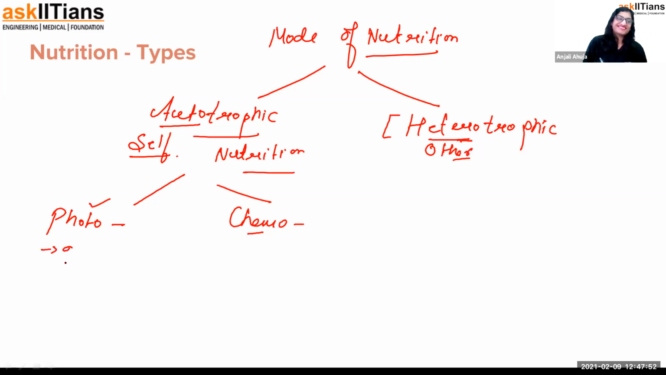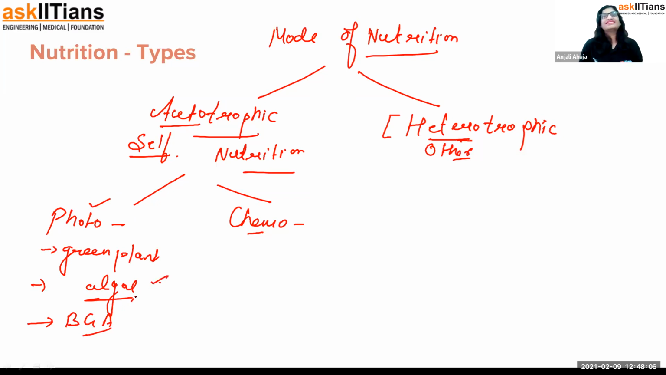Now, guys, if I ask you, can you give me an example of photoautotrophic nutrition? Yeah, green plants. But other than that, algae, green algae, blue-green algae. Blue-green algae doesn't belong to the algae category. Algae is a separate category. You have learned that in the diversity chapter. If you have not learned, just go through it. It's fine. The syllabus was reduced last year. And if you're watching it now, you have done it. So green plants, algae, and blue-green algae are the ones which are photoautotrophic.